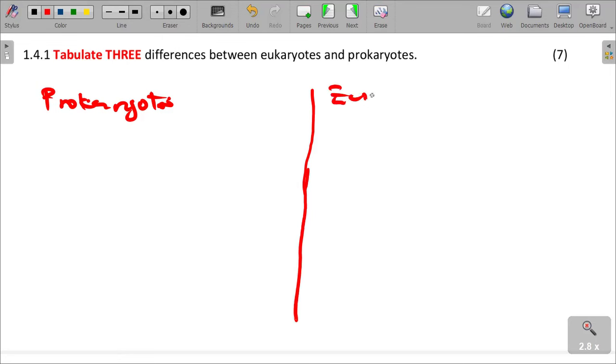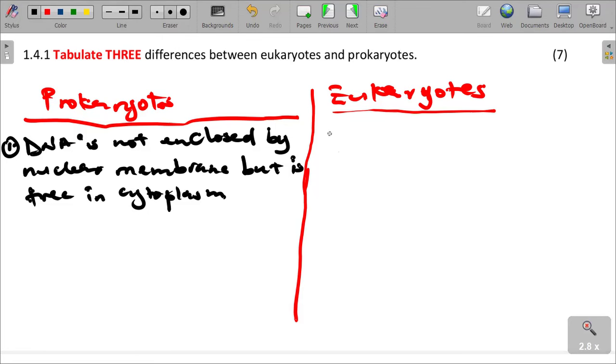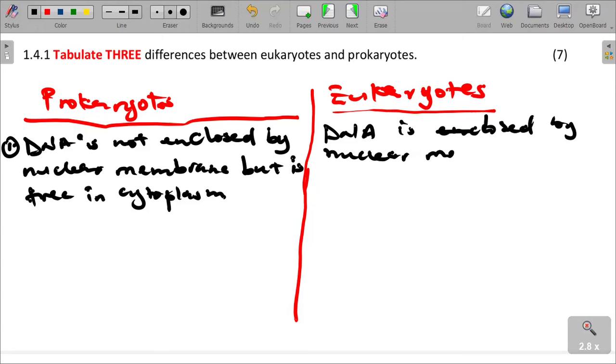However, in the eukaryotes, the DNA is enclosed by the nuclear membrane. So there is a difference there: it is enclosed in the eukaryotes, but in the prokaryotes it is not enclosed.